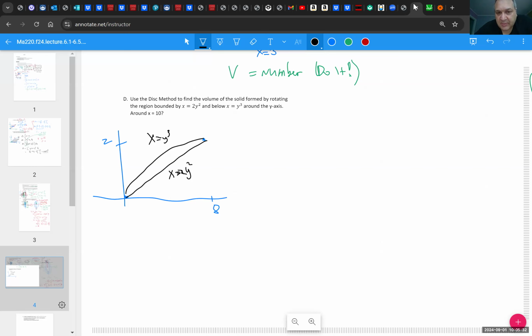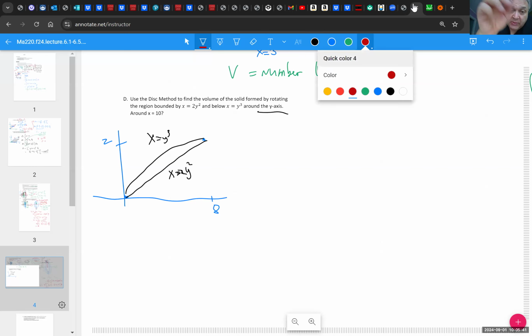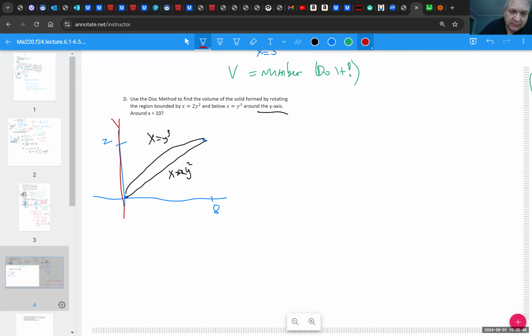All right, so that's our top and bottom. And we are revolving it around what axis? Around the y-axis. The y-axis has the equation x equals 0, by the way, but we know what the y-axis looks like. This is the y-axis right here. So this is our revolving around the y-axis.